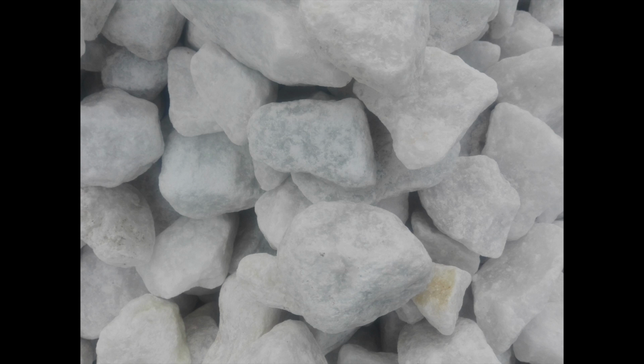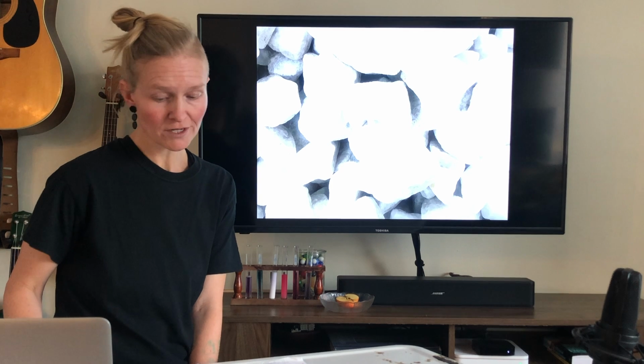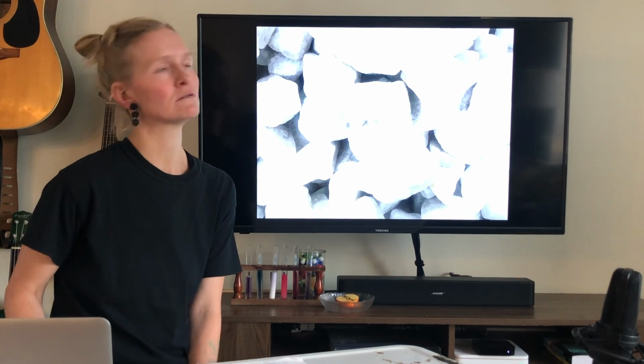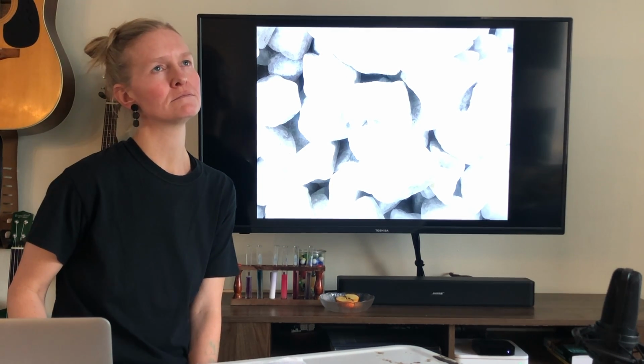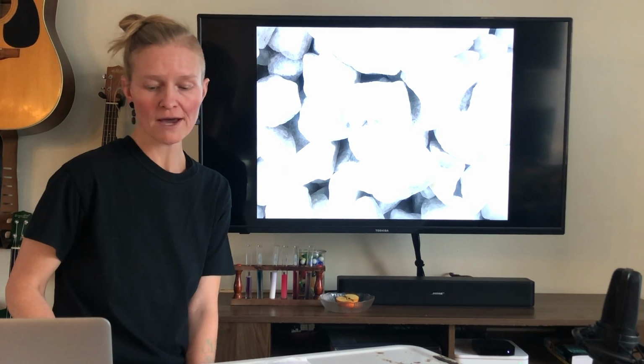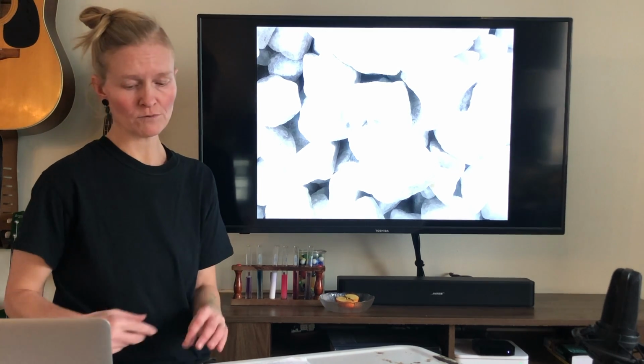Here we have another type of salt. This is called calcium carbonate. Calcium carbonate is found in chalk and limestone, which is a type of sedimentary rock, and it's formed from the shells of living organisms. It is a main ingredient used in antacids such as Tums or Alka-Seltzer or those kind of things. They would use this compound to neutralize the acid in our stomach when we have a stomach ache.